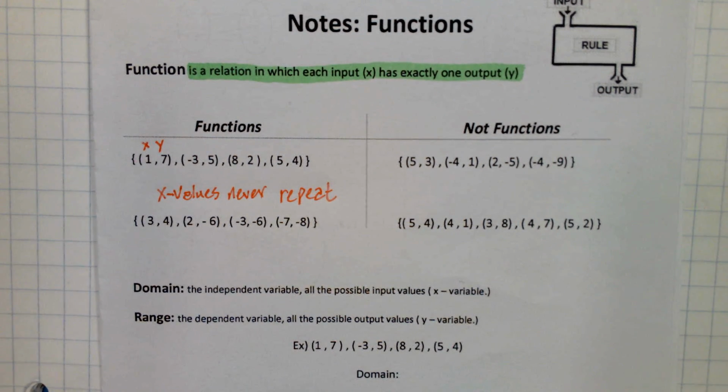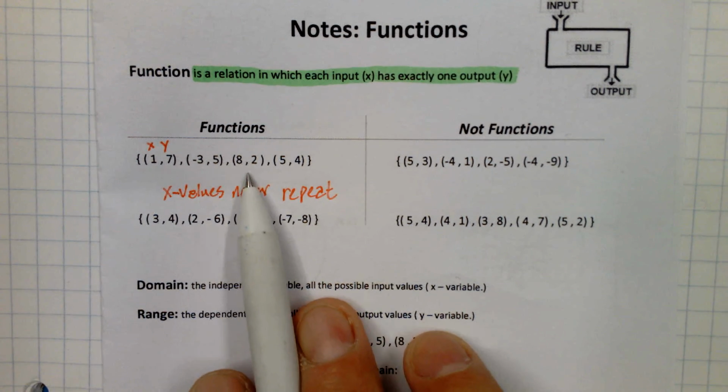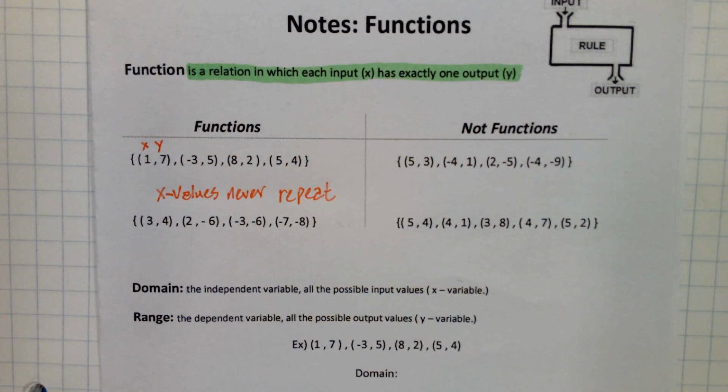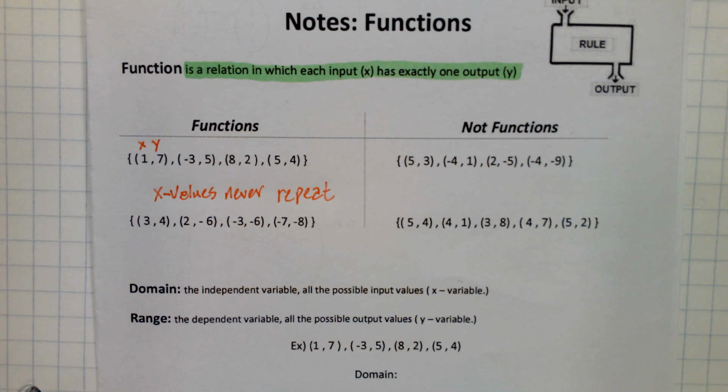Okay. Now, do the y values repeat? Let's see, we got 7, 5, 2, 4. They don't repeat either. So that's actually the best type of function, where x and y don't repeat.